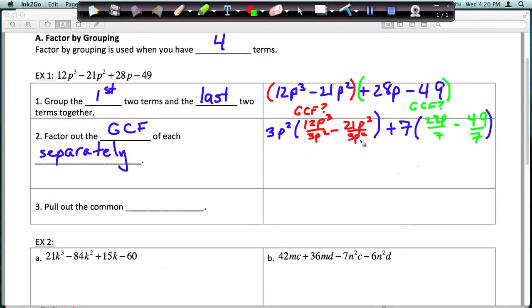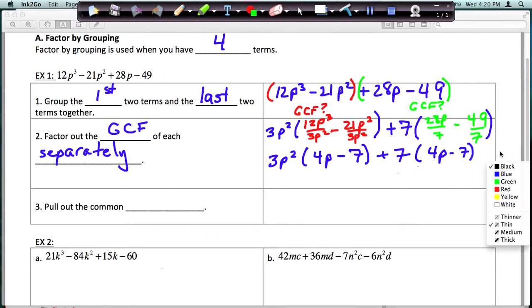Okay, so I'm going to simplify this before we go to the last step. So I have 3p squared times this becomes 4p minus 7, plus 7 times, and this becomes 4p minus 7. Okay, you know that you've solved this correctly if when you're done with this step, both of these factors are the same. So in this case, we have a 4p minus 7. They should be the same, or we've done something wrong with our factor by grouping.